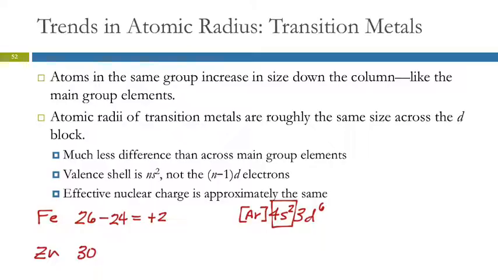So for zinc, zinc is argon, 4s2, 3d10. How many valence electrons? Still 2. So how many core electrons does zinc have? 28. Same effective nuclear charge. The electrons are in the same sublevels, the effective nuclear charge is the same, and the radius of each atom is roughly the same. Does that make sense?